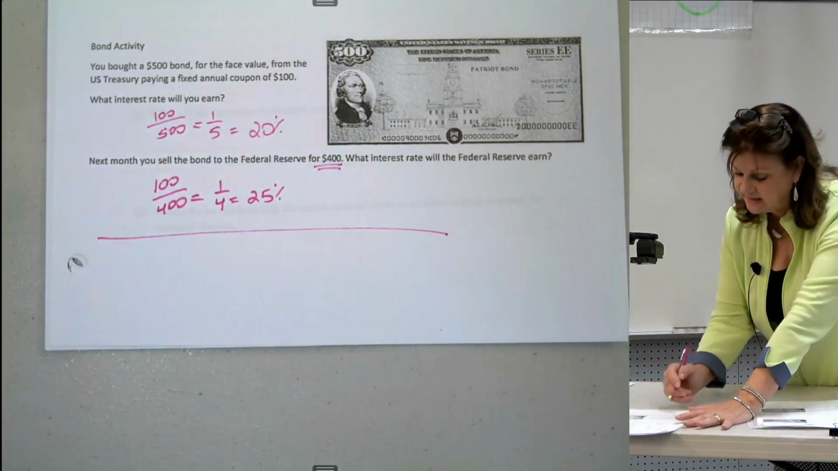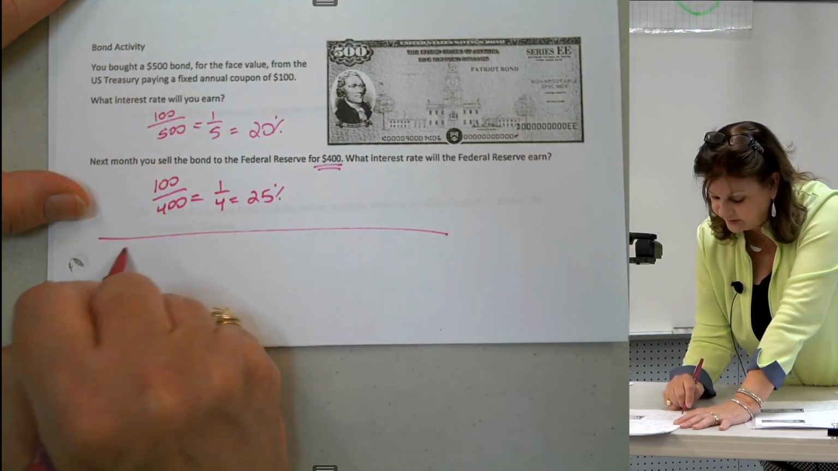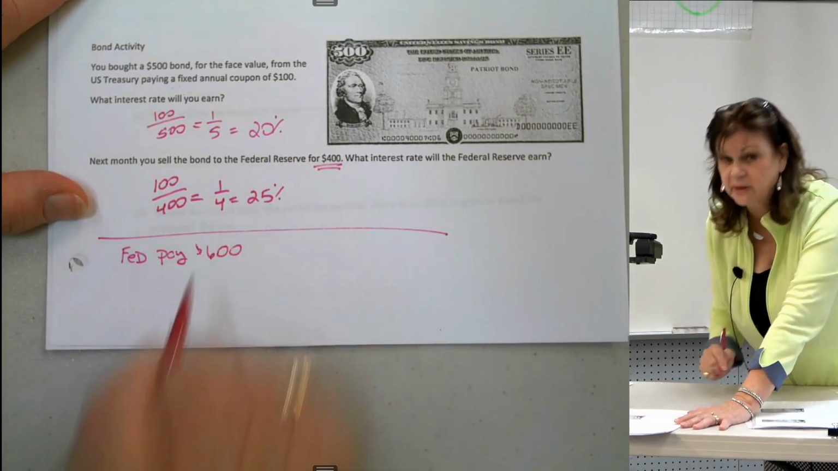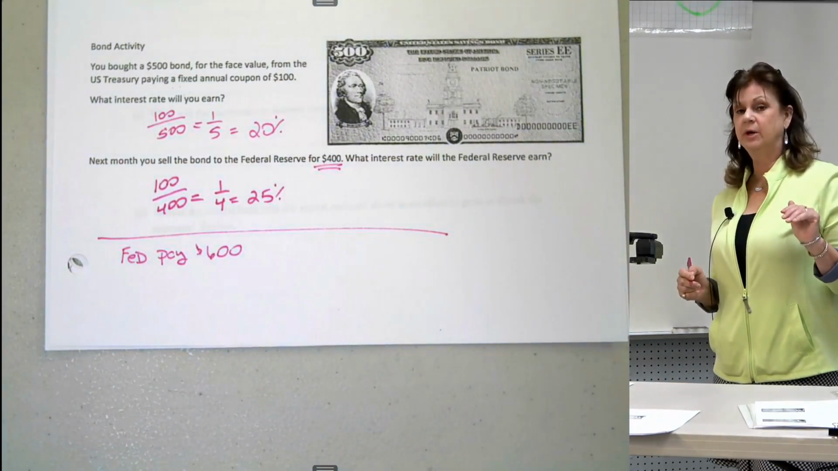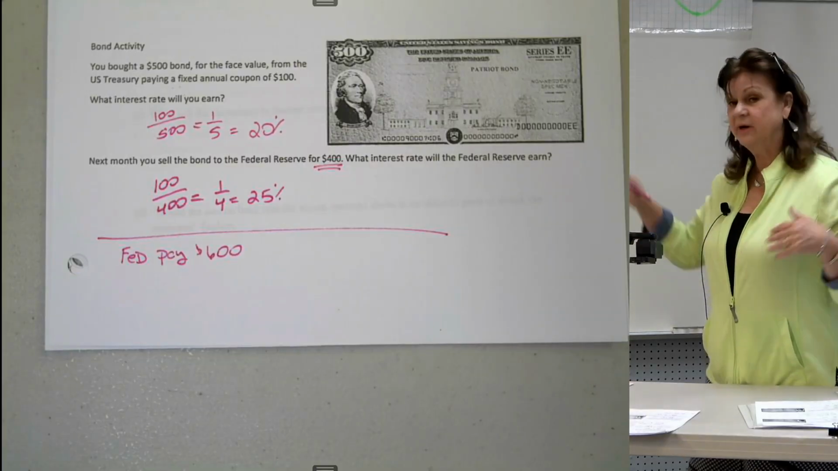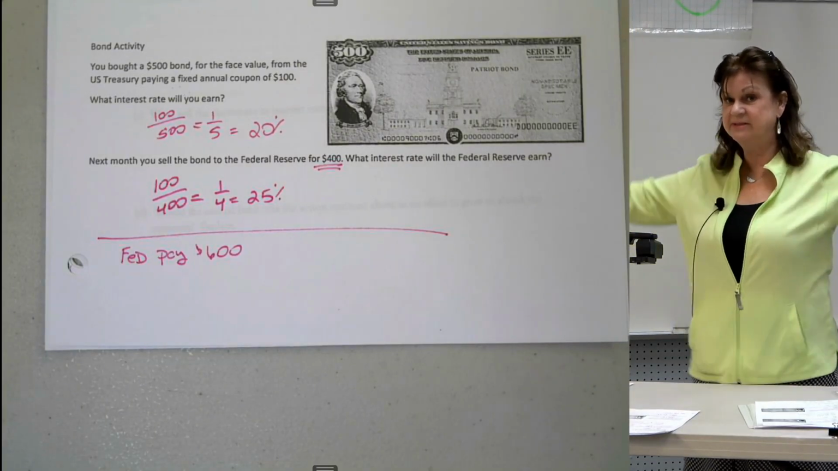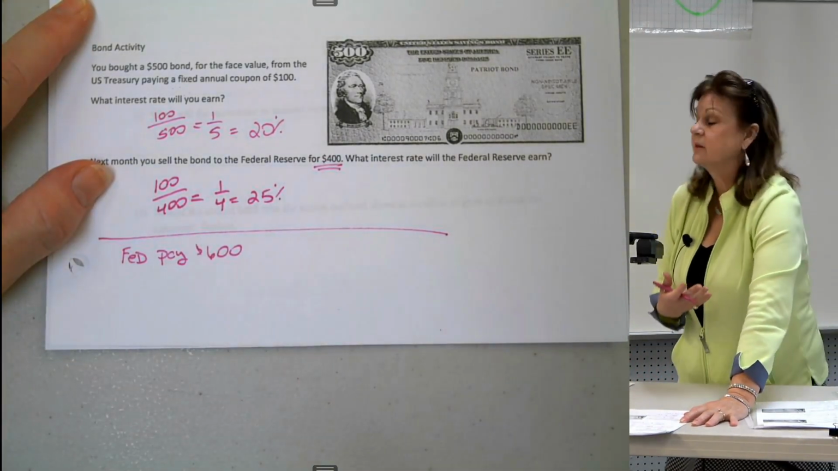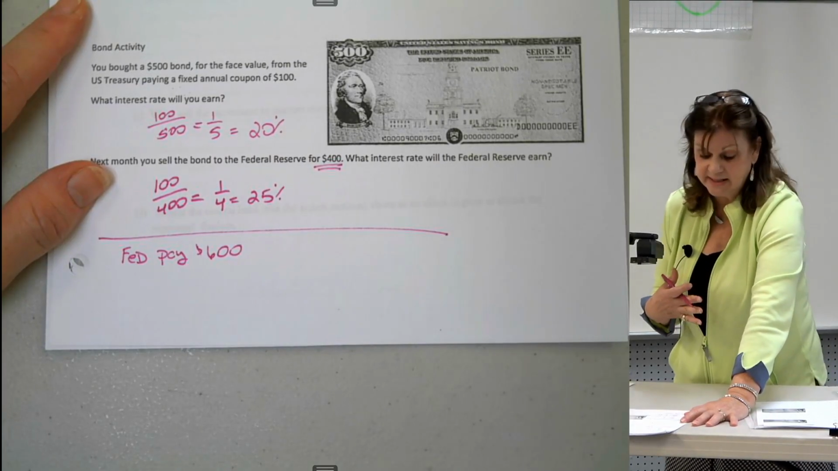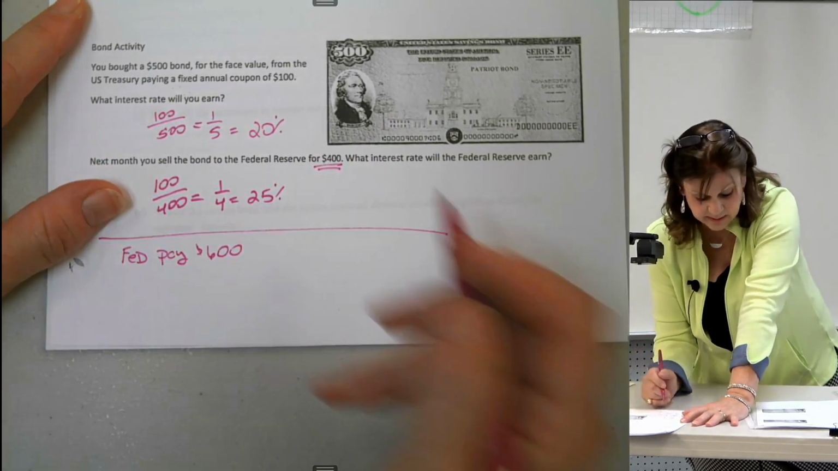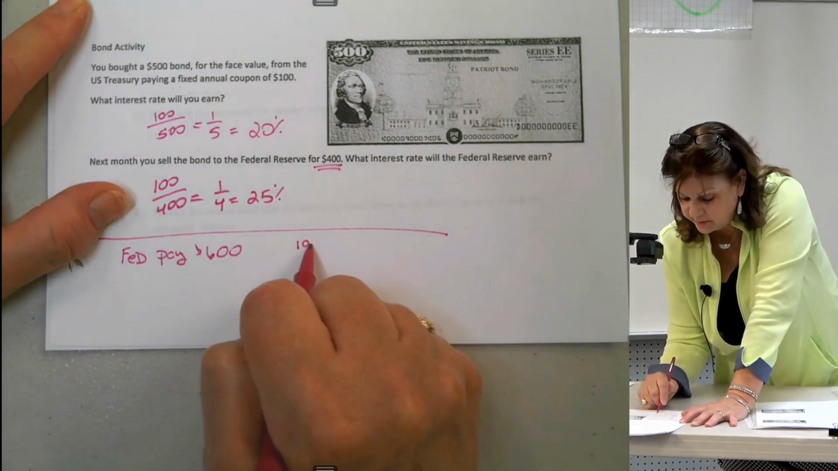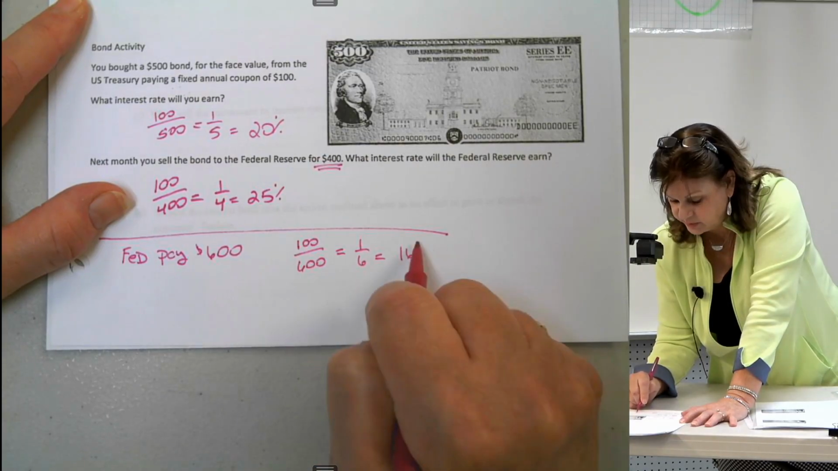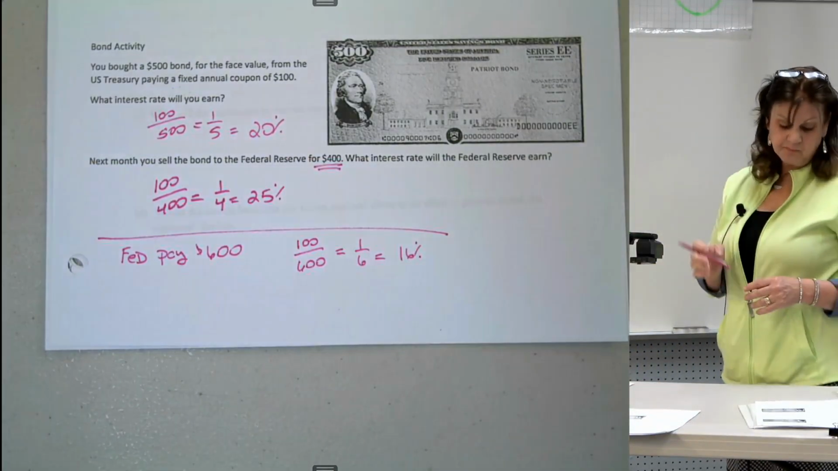Let's say instead of selling it for $400, you go back to the Fed and the Fed is going to pay you $600 for the bond now. Well, now your price has gone up, which means what? The market interest rate has gone down. Remember, prices, interest rates, exactly opposite. So why would they pay us $600? Well, because the rate that they can get in the market is going to be less than the 20% that we're offering on this bond. So now we have 100 divided by 600, 1/6, 16%, 16 and change, but close enough.